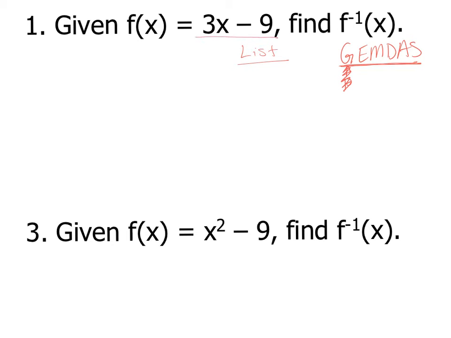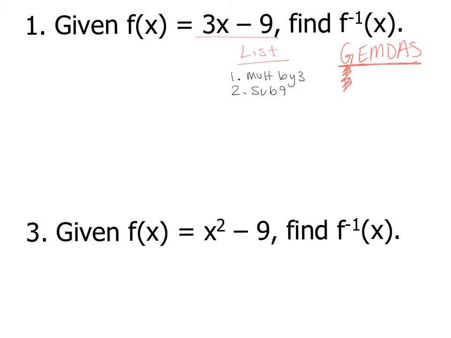So I'll look at this function. Do we have any groups or grouping symbols? We do not. Do we have any exponents? We do not. We do have multiplication though. We took the x and multiplied by 3. So the very first thing we did was we multiplied by 3. And then the next thing we did was subtract 9.